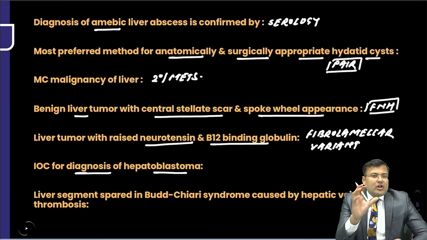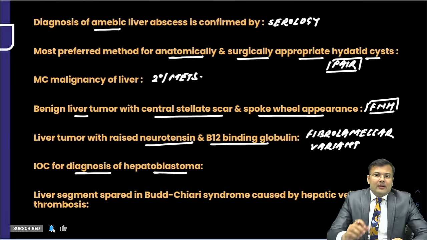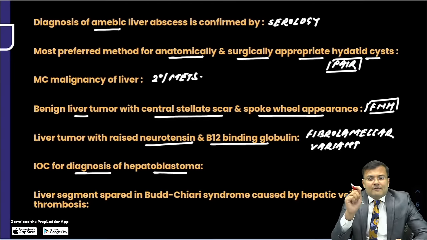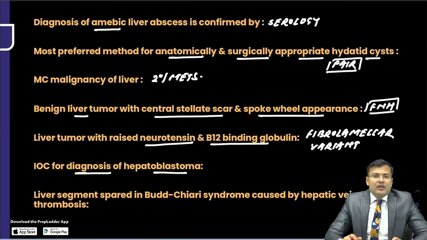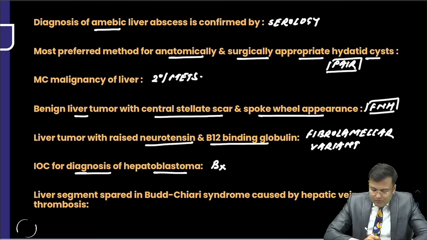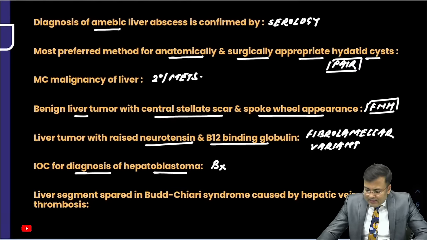Let me tell you, in majority of liver tumors, the investigation of choice is CECT, exception hemangioma, where it is MRI. But if it is a pediatric liver tumor, and hepatoblastoma is a pediatric liver tumor, here for confirmation we have to go for biopsy. So radiological investigation of choice is CECT, investigation of choice for diagnosis is biopsy. Clear, guys?